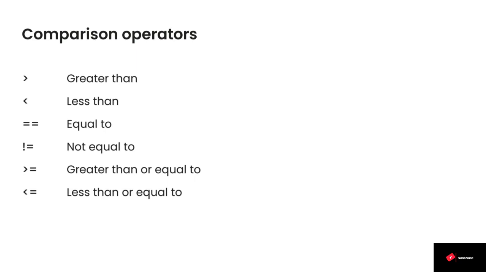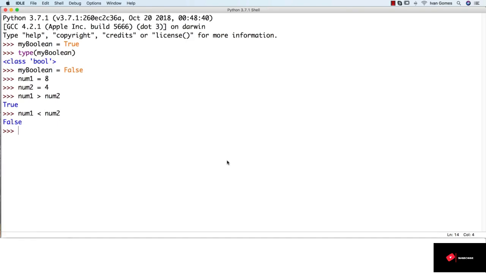So let's go back to the code and make some more comparisons. Let's check if num1 is equal to num2. Don't forget to use two equal signs, because if you use one, then you're assigning the value of num2 to num1. If you want to do the comparison, you should use two equal signs. So now it returns false. Let's change the value of num2 and put it to 8. Let's make the comparison again. And now it returns true.